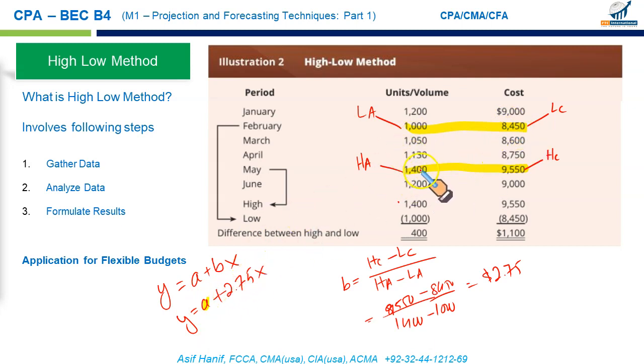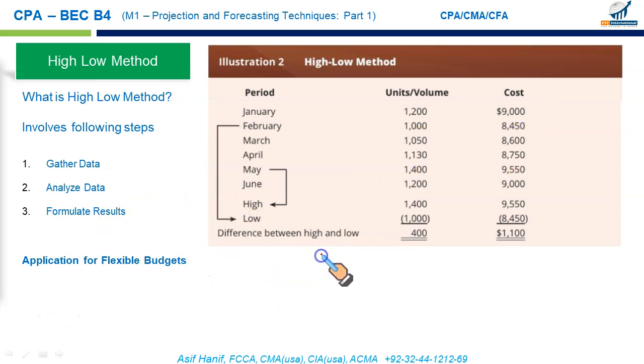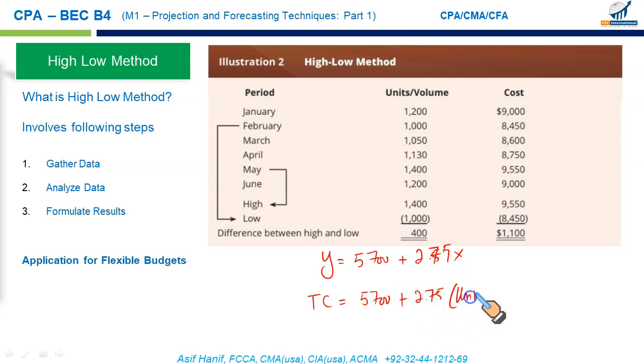Alternatively, you can use the other activity pair, 1400 for X and 9550 for Y. Whichever of these two pairs you take, your A will definitely be 5700. You can try this. Now we have our equation: Y is equal to 5700 plus 2.75x. Y here will be total cost. 5700 is your fixed cost. 2.75 is the variable cost per unit, and X here represents the number of units.